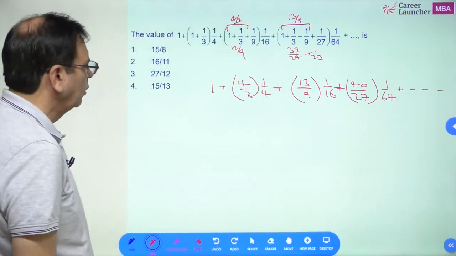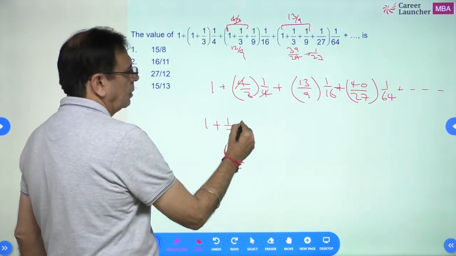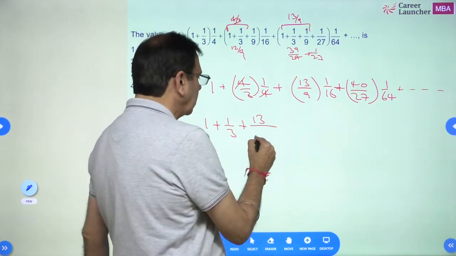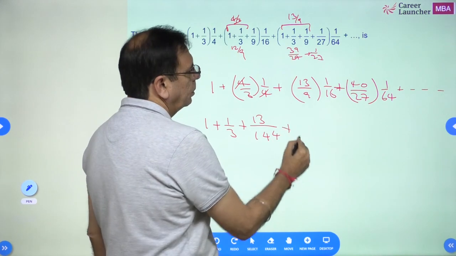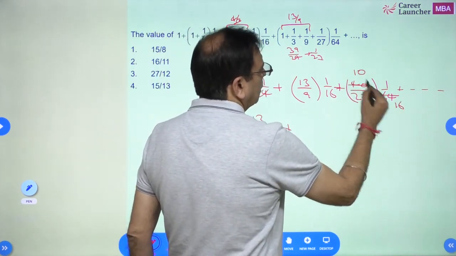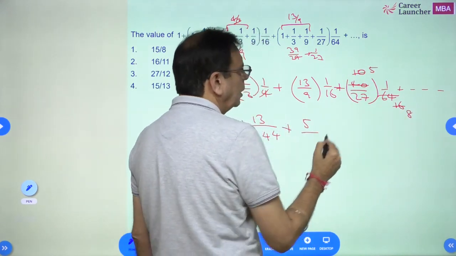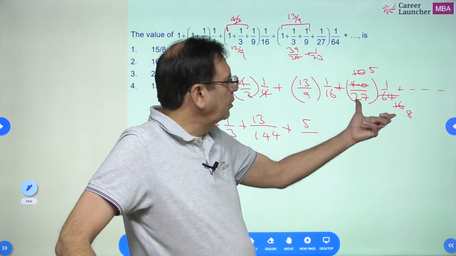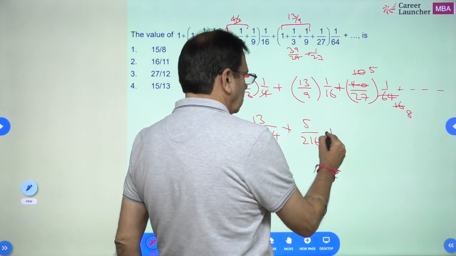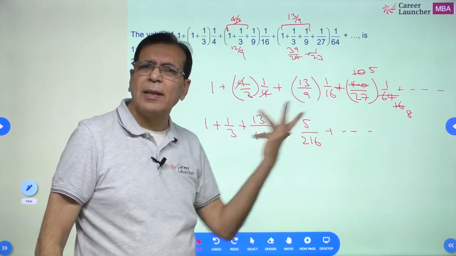Okay. Let's look at these values now. What is this? 1 plus 1 by 3 plus 13 by 16 into 9, 144, plus 4 10s are 40, 4 16s are, 2 5s are, 2 8s are. So plus 5 upon 27 into 8, 160 plus 56, 216. Now the value has become very small, hasn't it? Subsequent values will be so small they can be ignored.